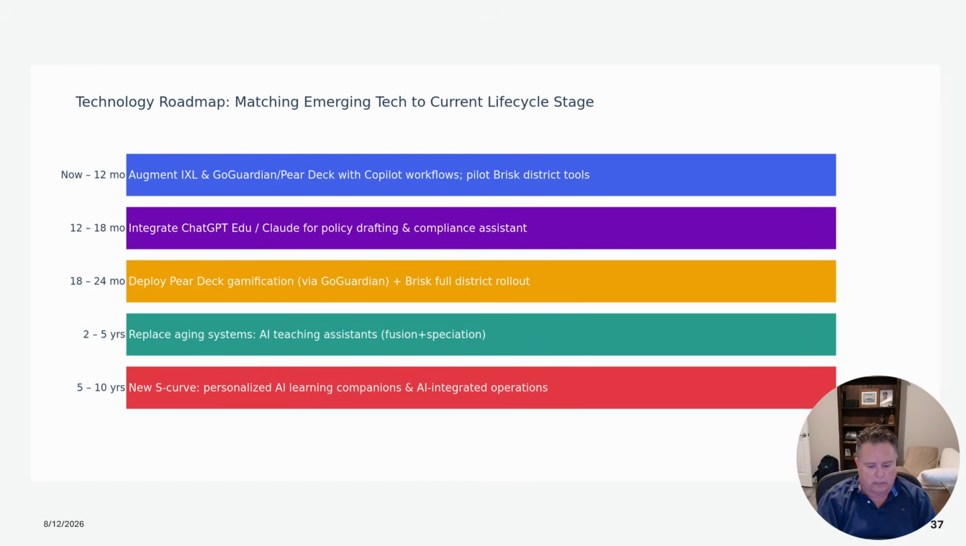So we'll talk more about these different timelines in the slides to follow, but tools whose life cycle is mature, such as IXL's core adaptive engine and GoGuardian's filtering platform, both deep in the late majority on the adoption curve, should be augmented. So you see that we'll augment IXL and GoGuardian Pear Deck with Copilot workflows, and we'll pilot Brisk District tools.